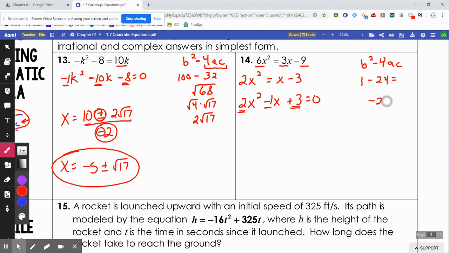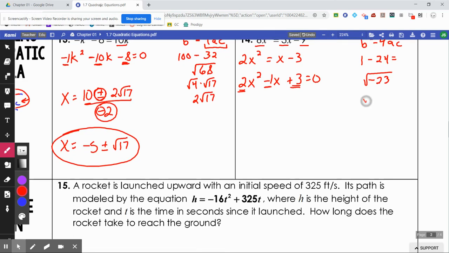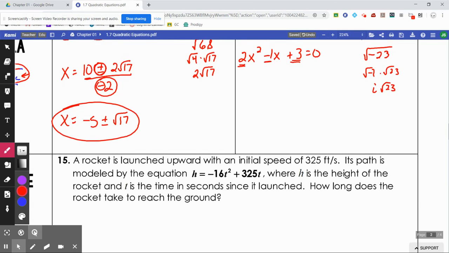Since the stuff under your radical is going to be a negative value, you already know that your answer is going to be a complex or imaginary answer. So if you'd like to go ahead and put that under the radical, clean it up. That's the square root of negative 1 times the square root of 23, which is i root 23. And now let's plug it into the rest of our formula.